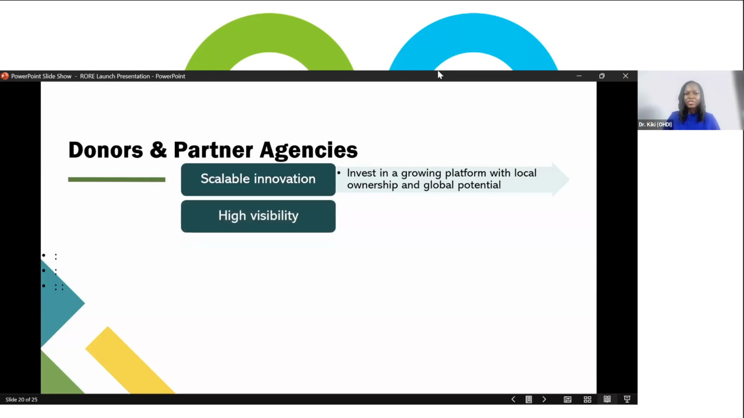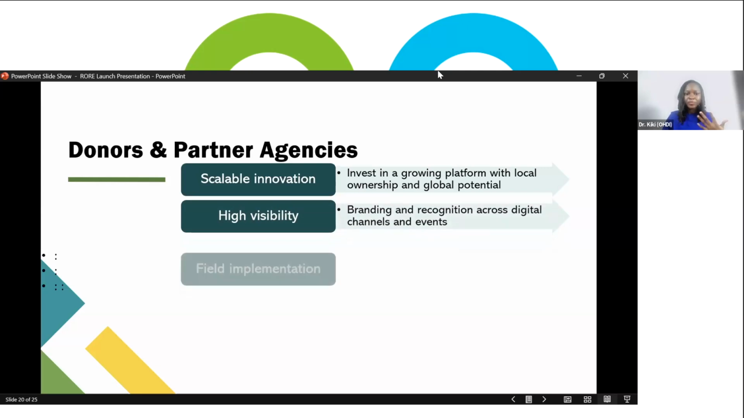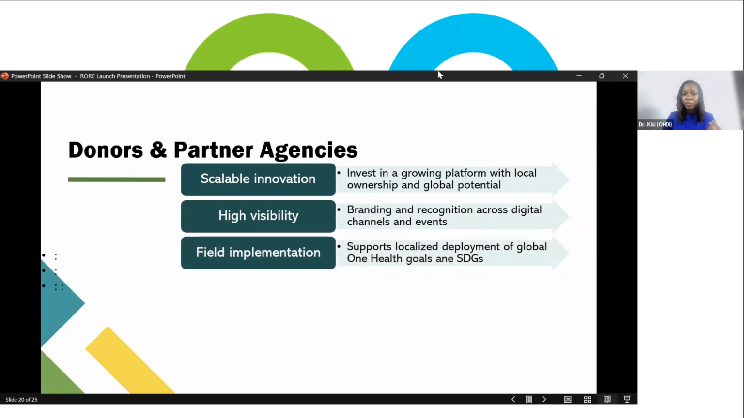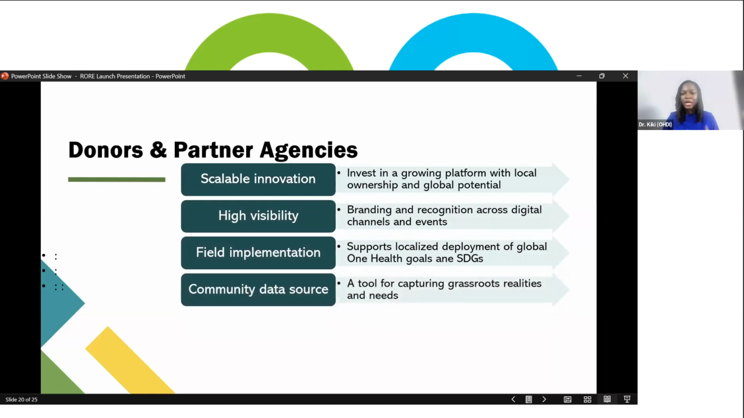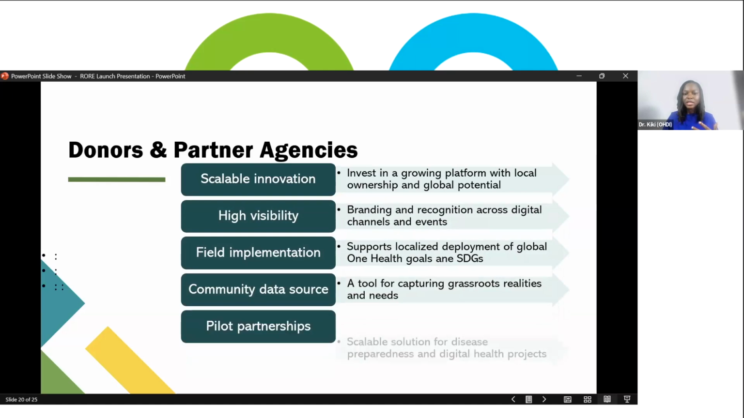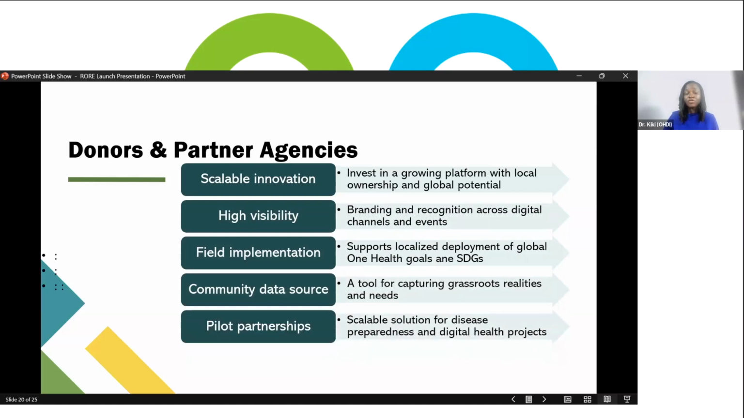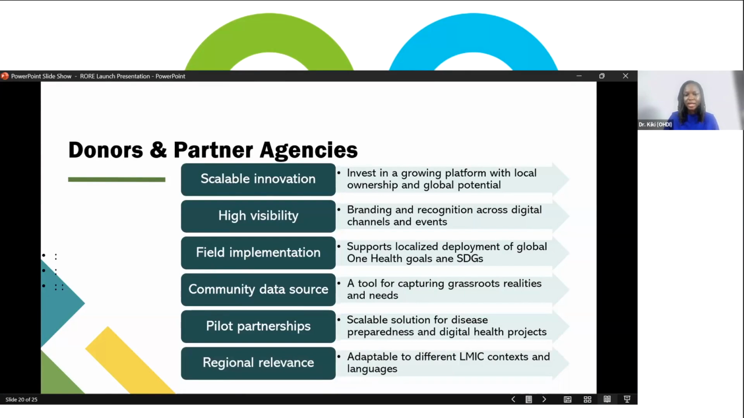So it's also an opportunity for high visibility for donor and partner agencies. When you partner with us, field implementation can also be supported or improved because you can use Rore to deploy your global One Health goals and your SDGs. Then it acts as a tool for capturing grassroots realities and needs. And if you're seeking partnerships around disease preparedness and digital health projects, this is a very wonderful opportunity to make use of Rore and see it as a viable tool you can use to implement some of your interventions in these areas. And of course, it's adaptable to LMIC contexts and languages.